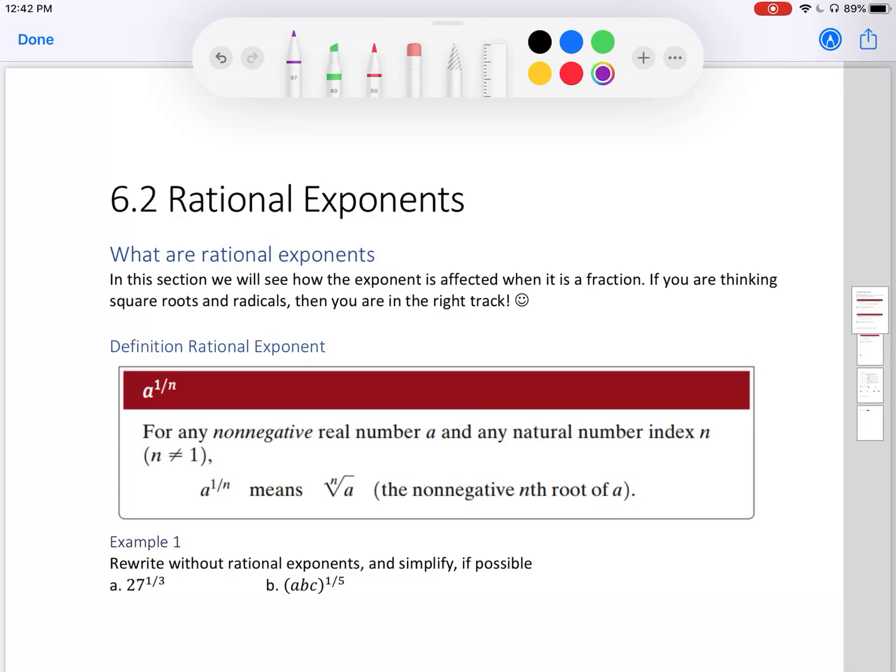Section 6.2, Rational Exponents. To begin, what are rational exponents? In this section, we'll see how the exponent is effective when it is a fraction. If you're thinking square roots and radicals, then you're on the right track. That's exactly how we read rational exponents.